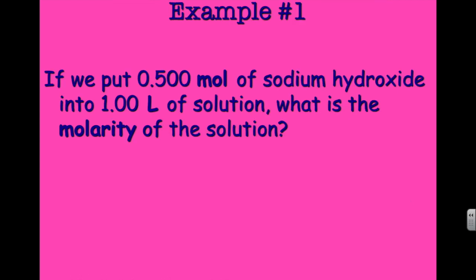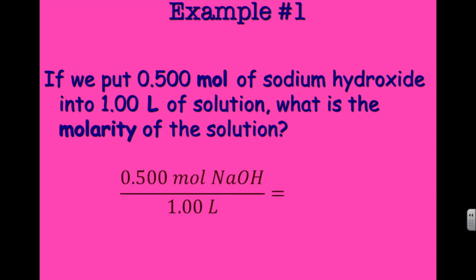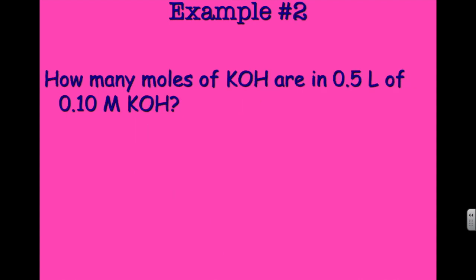So if we put 0.5 moles of sodium hydroxide in 1 liter of solution, what is going to be the molarity? So there's a lot of math equations that come with this. Well, if you just take 0.5 moles and you divide by 1, really just type in your calculator 0.5 divided by 1, the answer is going to be 0.5, right? So you would end up with a 0.5 molar solution of NaOH, all right?